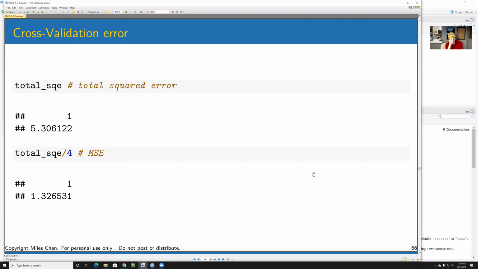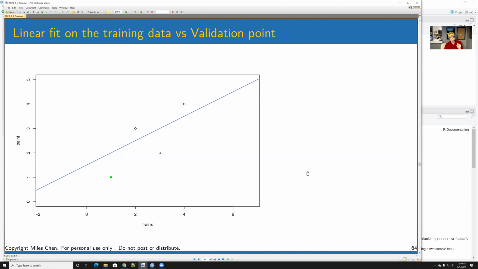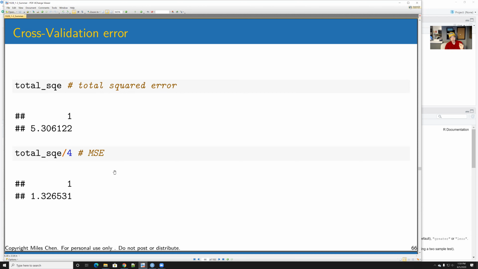So we've done it for the small data set. We left one out at a time. We calculated how much the squared error is when we leave it out. And we got a mean squared error of 1.326.